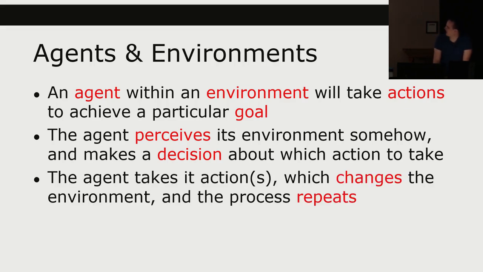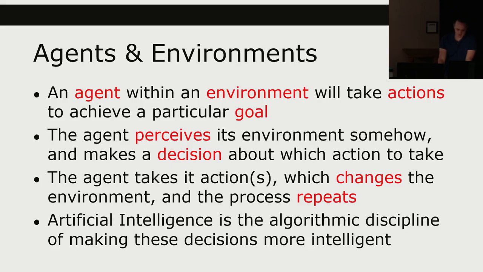The agent takes its actions. Those actions usually make some sort of change within the environment, and then that process repeats, okay? And so artificial intelligence, one other definition we can throw in there, is the algorithmic discipline of making these decisions more intelligent. So how to go from my goal to the actions that I should take to achieve that goal.